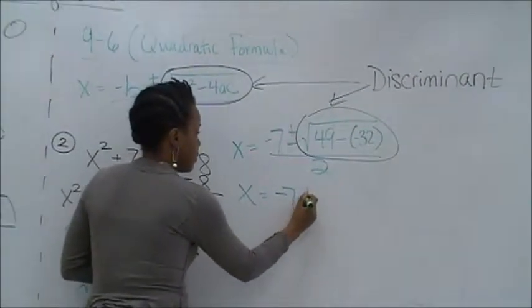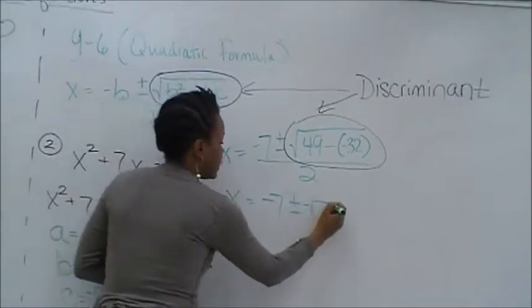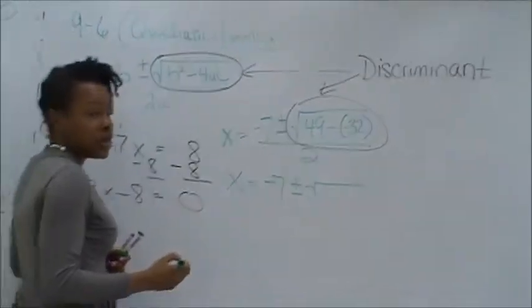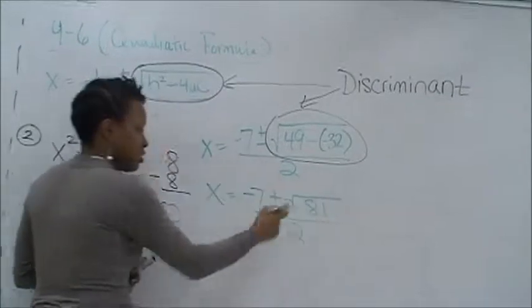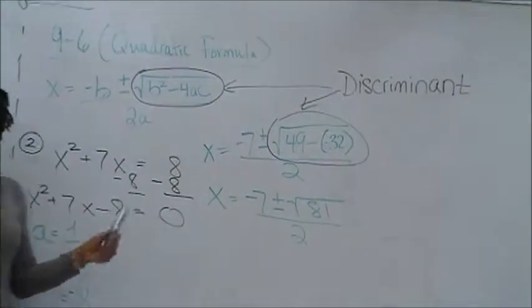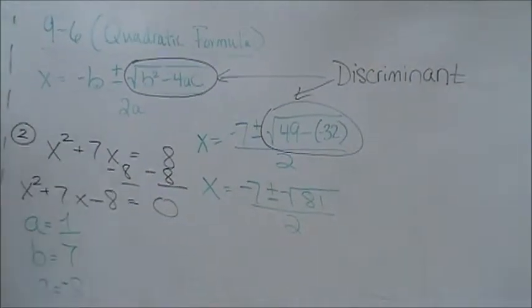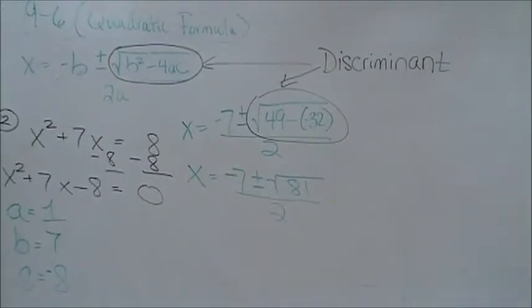49 minus negative 49 81. Minus negative 32 is what? 81. So you notice I didn't change anything else. The only thing I did was change that to 81. Believe it or not, we're almost done.